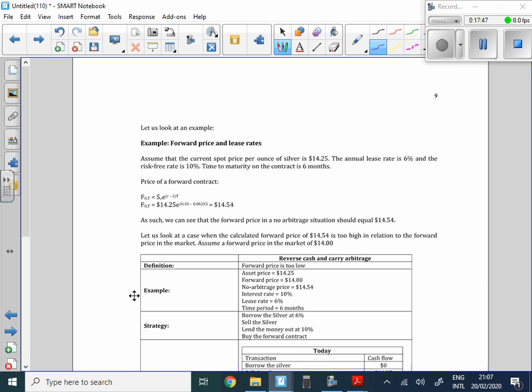Assume that the current spot rate per ounce of silver is 14.25. That's S0. You guys happy? That's the spot rate. The annual lease rate is 6, the risk-free rate is 10.